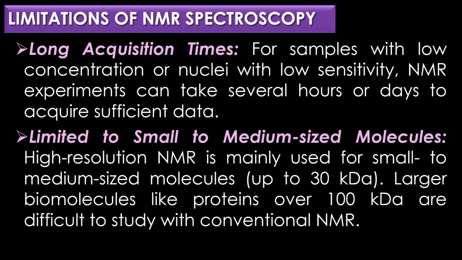The fourth limitation is long acquisition time. For samples with low concentration or nuclei with low sensitivity, NMR experiments can take several hours or days to acquire sufficient data. The final and fifth limitation is that it is limited to small to medium sized molecules. High resolution NMR is mainly used for small to medium sized molecules up to 30 kilodaltons. Larger molecules like proteins over 100 kDa are difficult to study with conventional NMR spectroscopy.